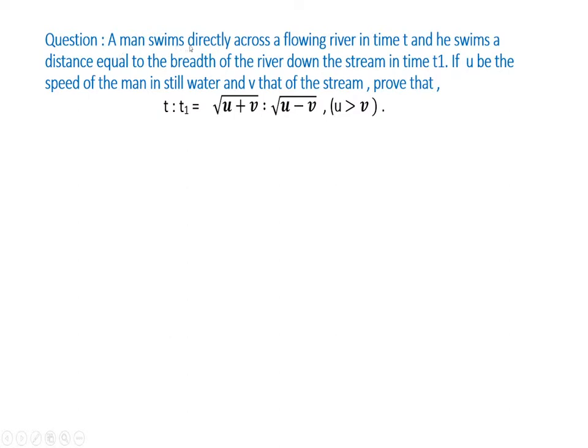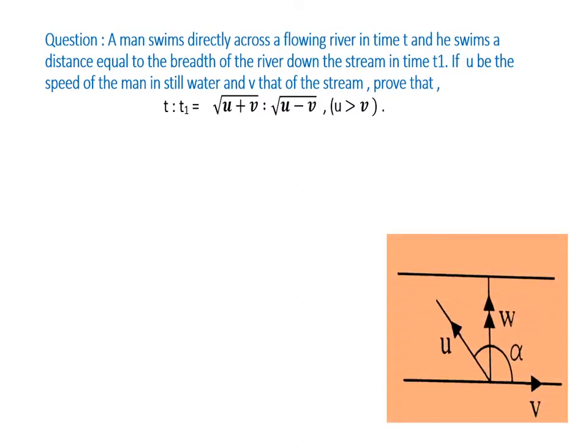A man swims directly across a flowing river in time t, and he swims a distance equal to the breadth of the river down the stream in time t1. If u is the speed of the man in still water and v that of the stream, prove that t ratio t1 equals root over (u plus v) ratio (u minus v), where u is greater than v.